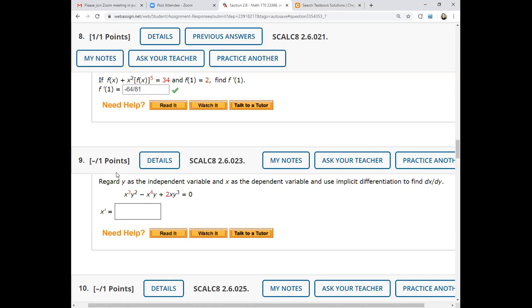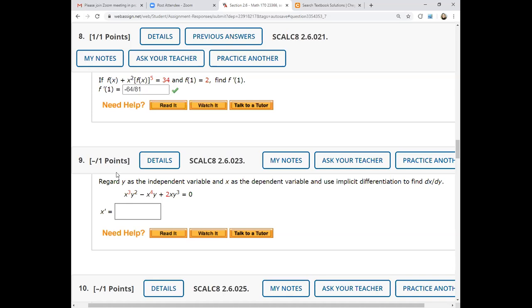So here we're looking at dx dy basically. So we have x cubed y squared minus x to the fourth y plus 2xy cubed is equal to 0. Now, this is 3 separate products, so we have to apply the product rule 3 separate times.